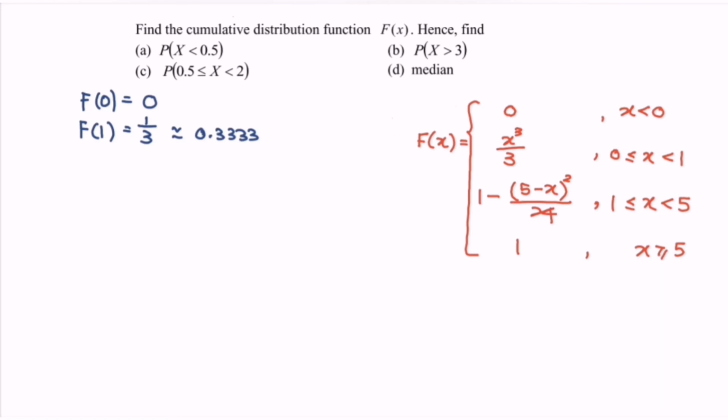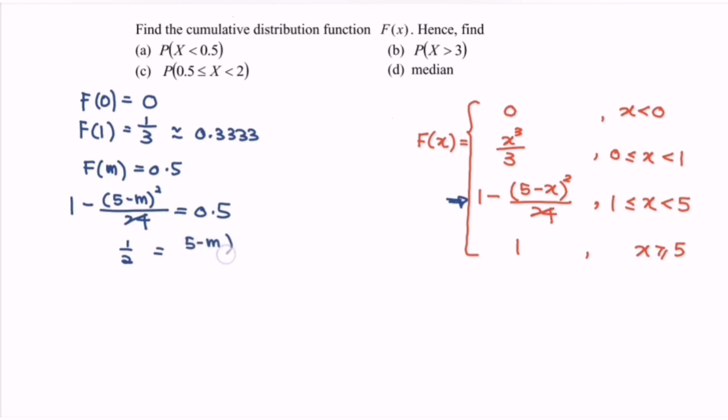So for sure, the 0.5 is located in the third function. So the situation will be F(m) is equal to 0.5. Substitute the m into the third function. So 1 minus (5 minus m) bracket square over 24 is equal to 0.5. Rearrange the situation. So where we will have 1 over 2 is equal to (5 minus m) bracket square over 24. So cross multiply the situation. So where we will have 12 is equal to (5 minus m) bracket square.